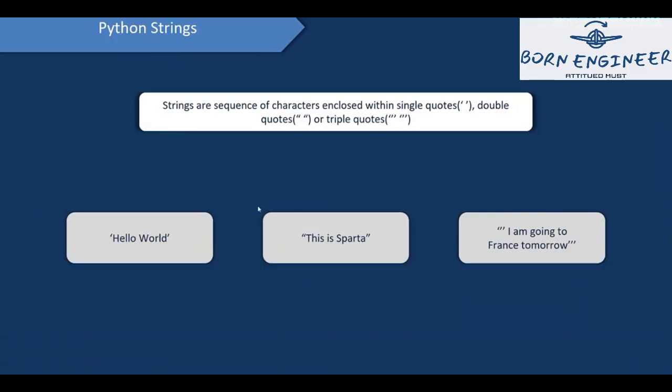So Python strings are a sequence of characters enclosed within single quotes, double quotes, or triple quotes. We've got these three examples over here. Let's try out all of these three examples in Jupyter Notebook.